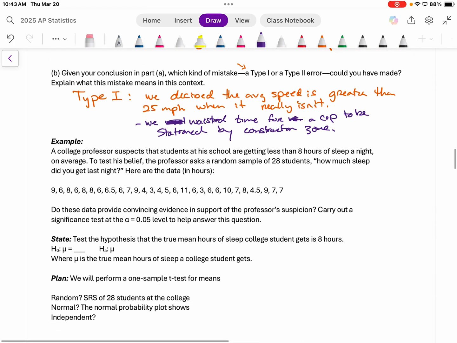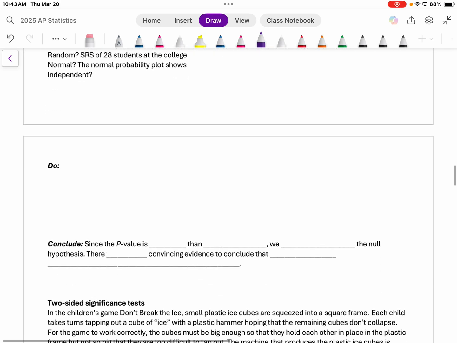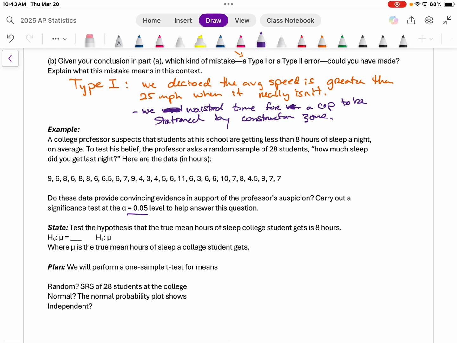Now let's do this one. Hey, we did put the alpha on this one. This one, let's do it a little bit faster. Instead of doing the T statistic, we're going to do this one with what we call a T test. Show you the faster way to do it with the calculator.